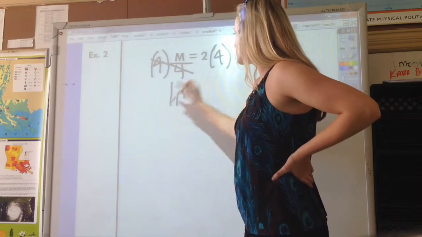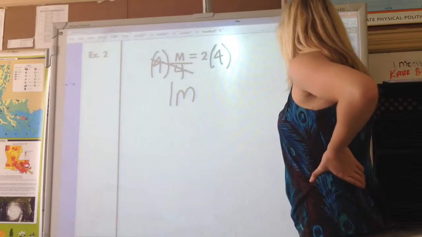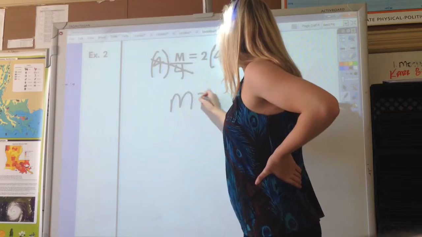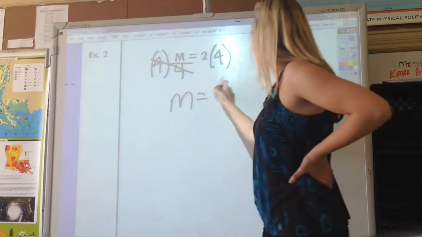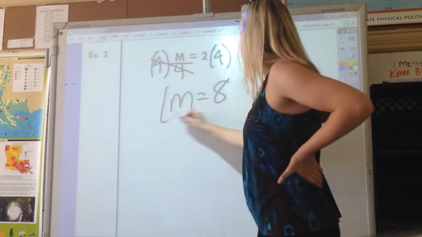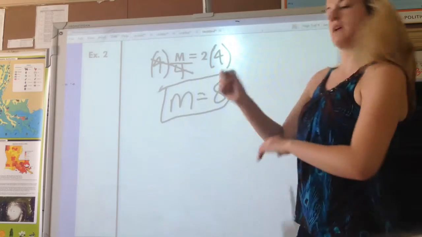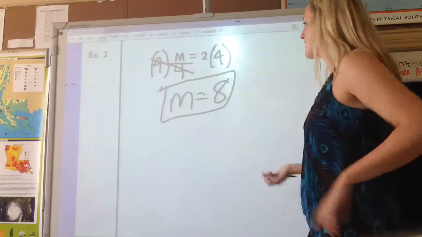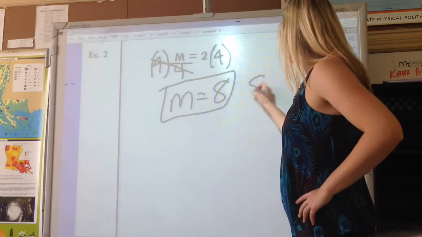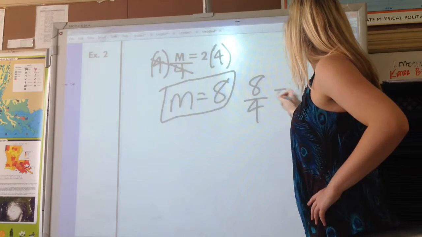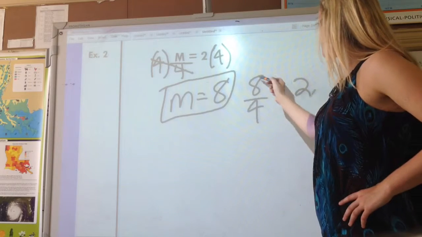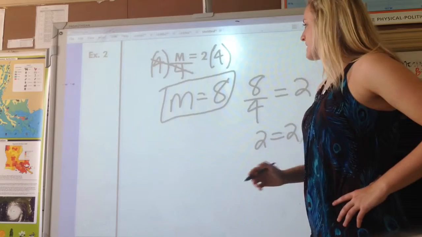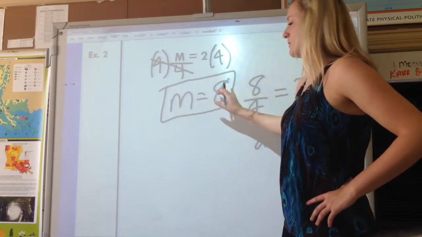And m is the same as 1m. That's the same thing. But we can just write it as m. And then on this side, 2 times 4 is 8. So m equals 8. Again, if I want to check my work, I can just plug 8 back in for m in our original equation to see if I was correct. So let's go ahead and do that. So 8 over 4 equals 2. Well, I know that 8 divided by 4 equals 2, and since both sides equal the same thing, I know I was correct in saying m equals 8.